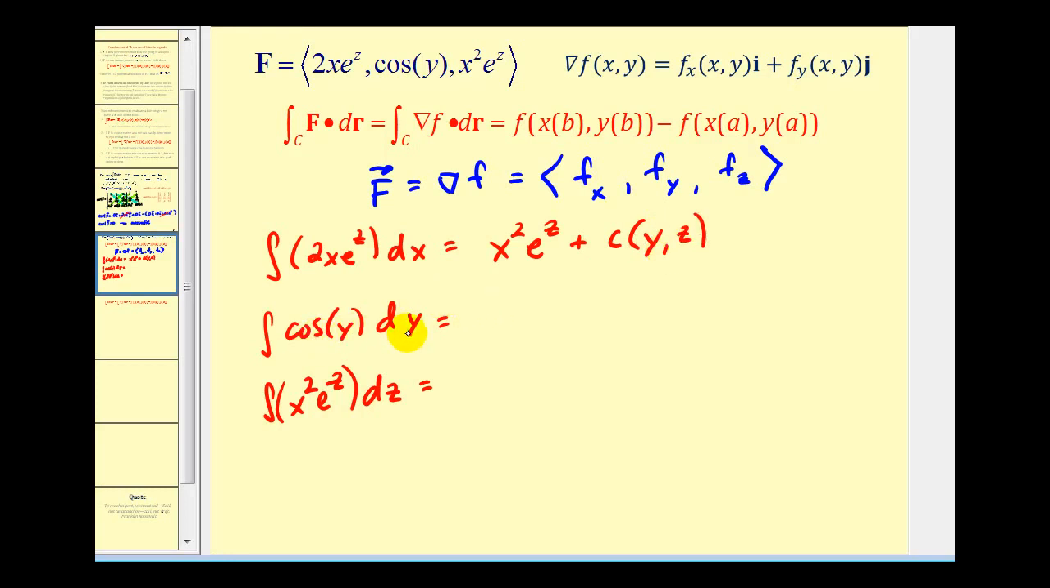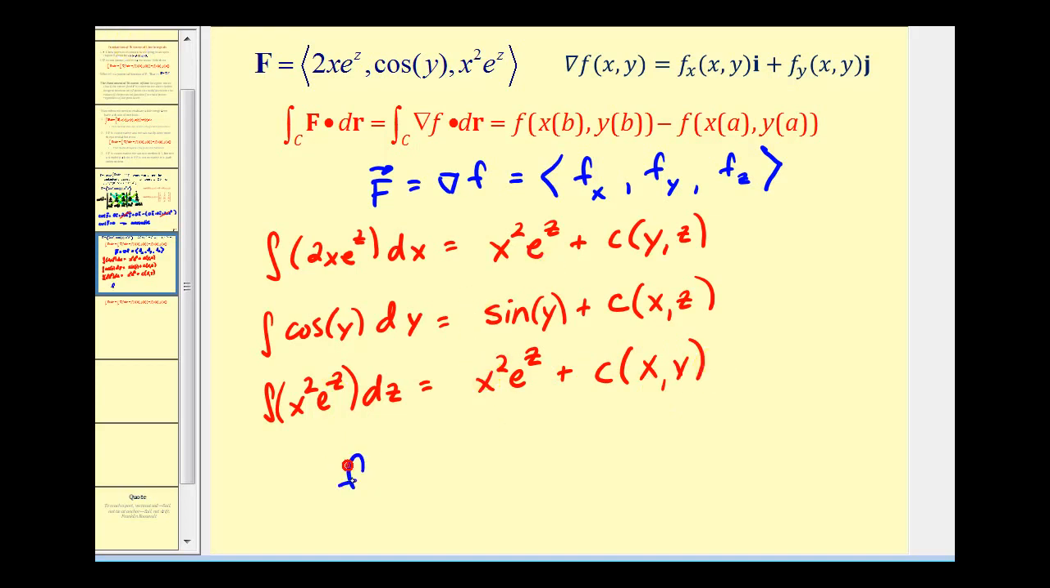Integrating cosine y with respect to y, that's going to give us sine y, plus a possible function in terms of x and z. Integrating x squared e to the z with respect to z would just give us x squared e to the z, plus a possible function in terms of x and y. Now by comparing these 3 results, we should be able to come up with the potential function f of x, y, z. Notice that x squared e to the z occurs twice, so we'll only include that once. That'd be x squared e to the z.